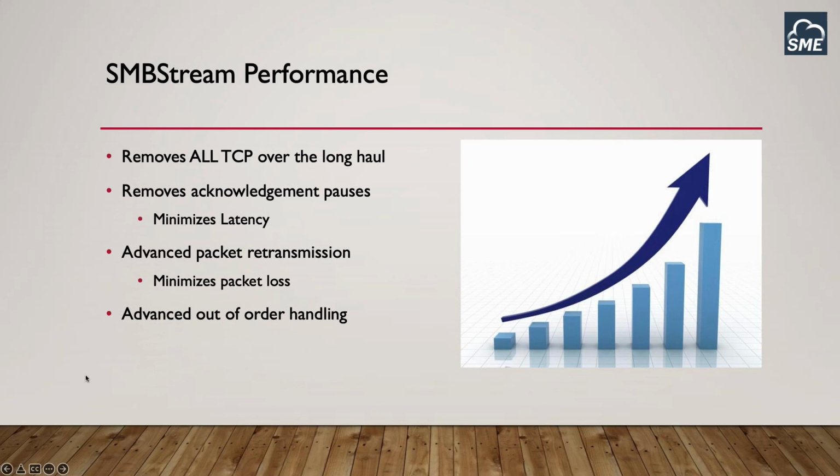And so SMB Stream achieves what it does. Where did my slide go? There we go. It achieves what it does a totally different way than your current standard WAN acceleration of caching, deduping, compressing the header, all that neat stuff. What it does is right off the bat, it removes all TCP.